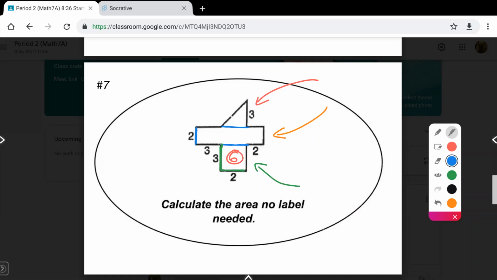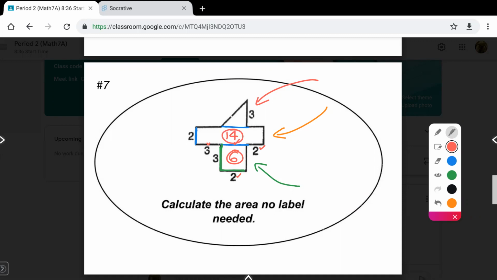So then I have to go through and add up all my pieces. And when I add up all my pieces, from here to here is 3. From here to here is 2, because this is 2 right there. And from here to here is 2. So 3 plus 2 plus 2 is going to add up to be 7. So this rectangle is 2 by 7. And 2 times 7 is going to give me 14.